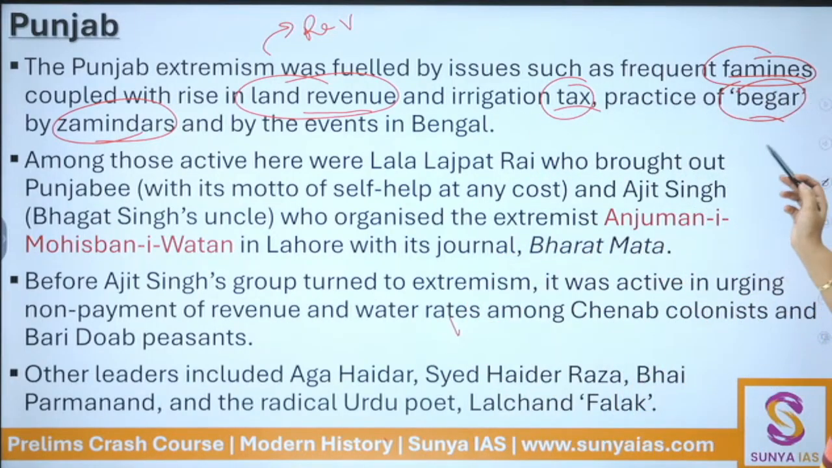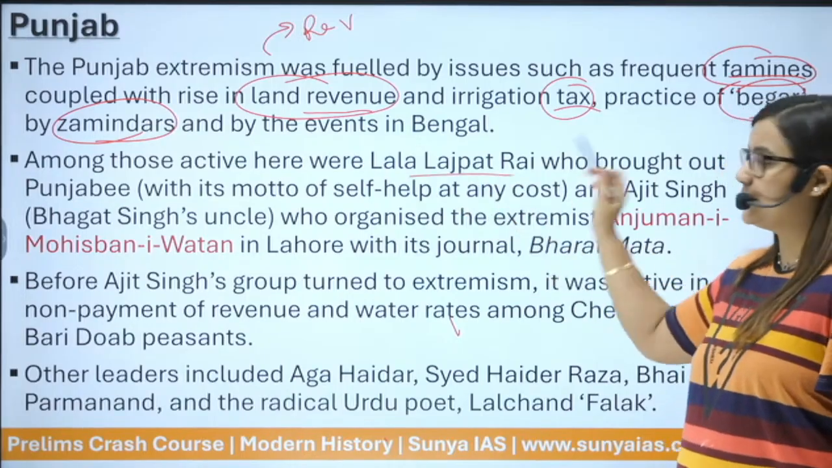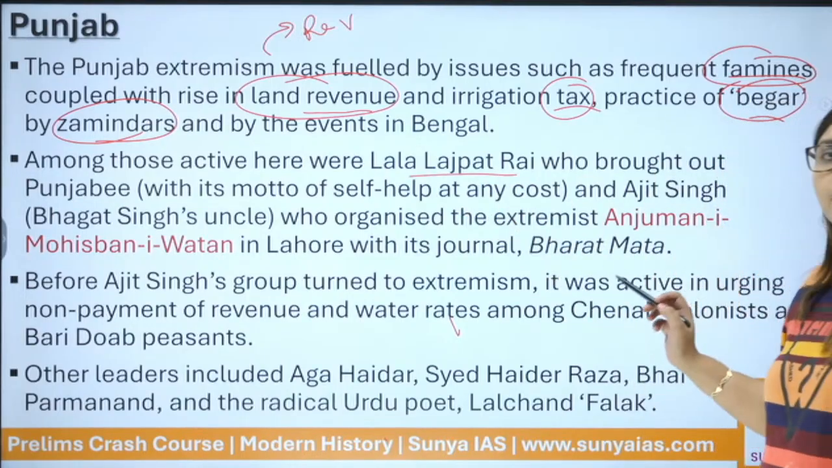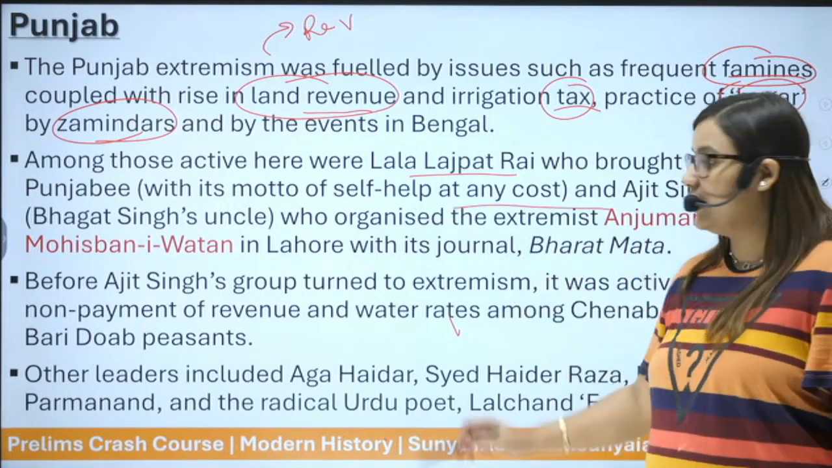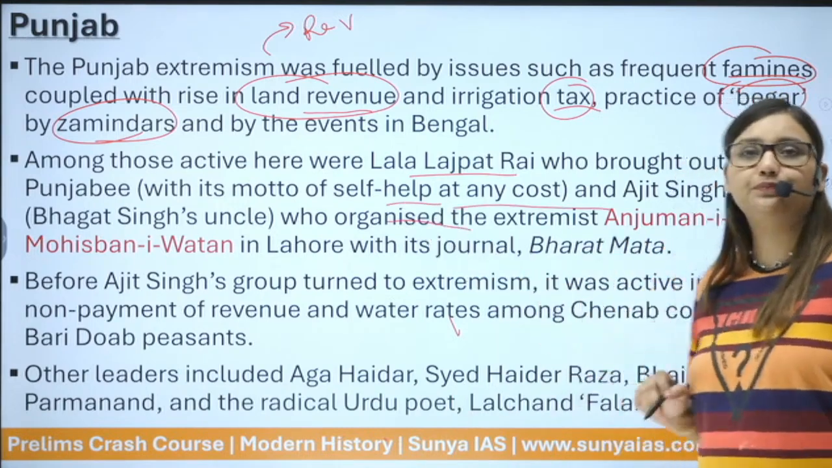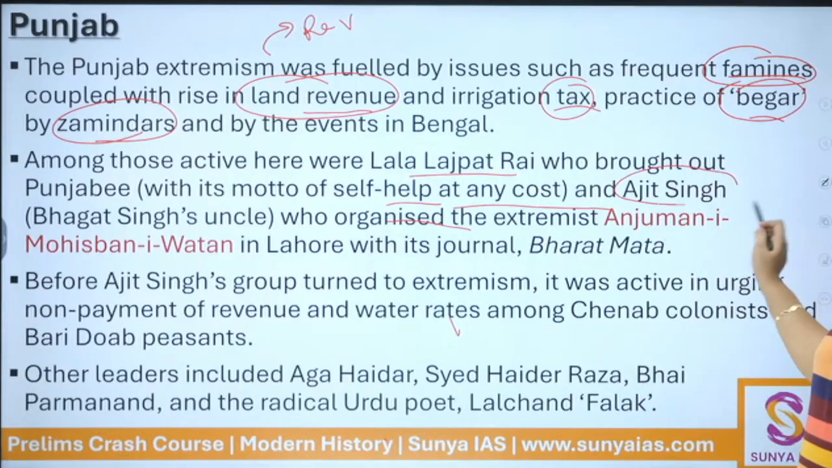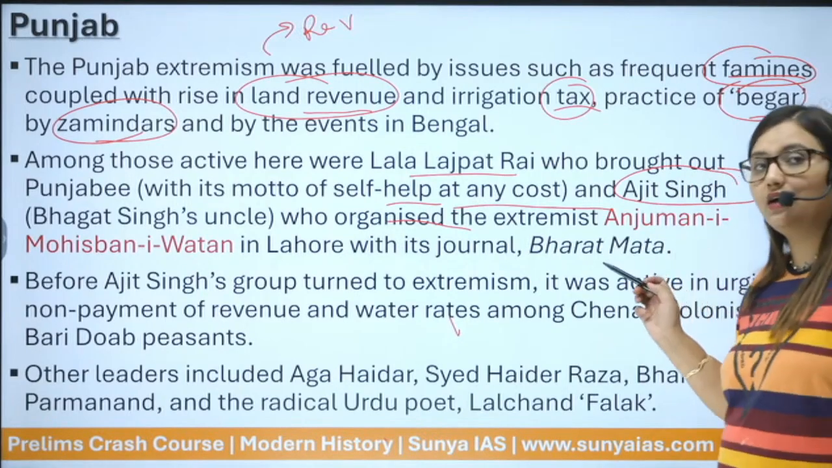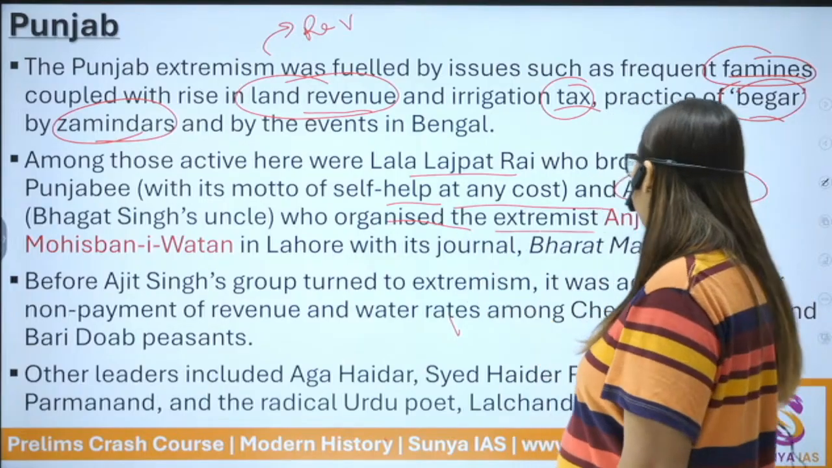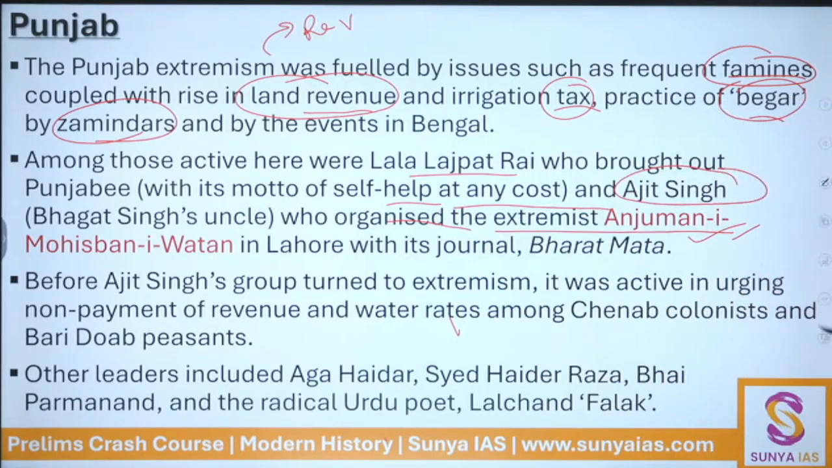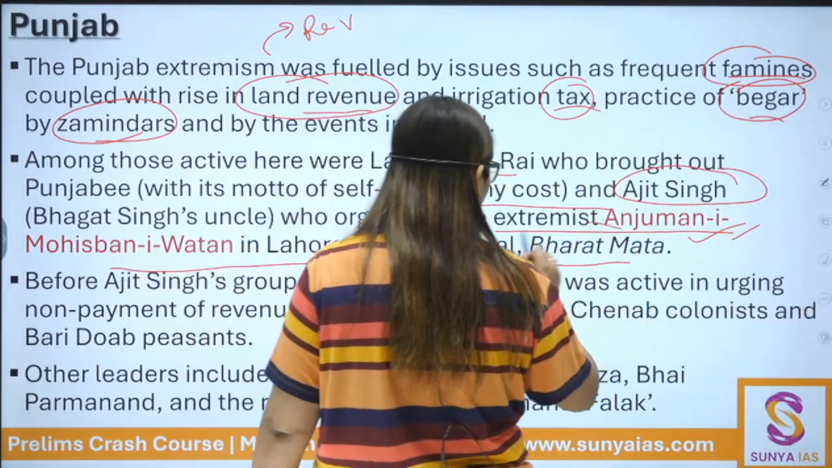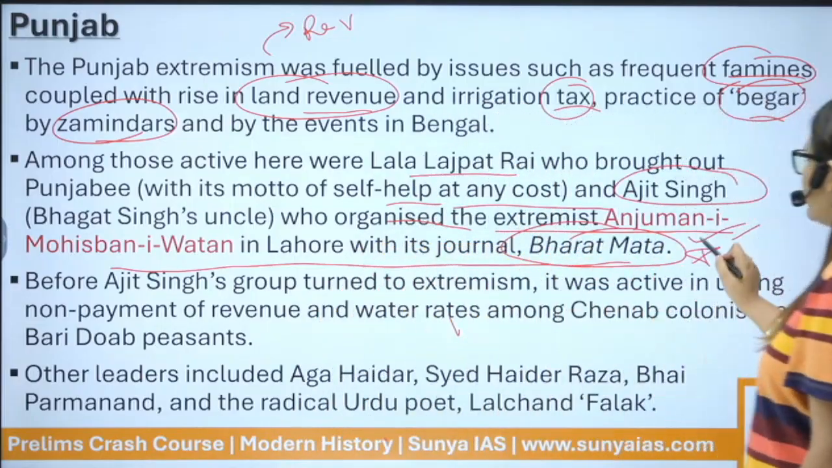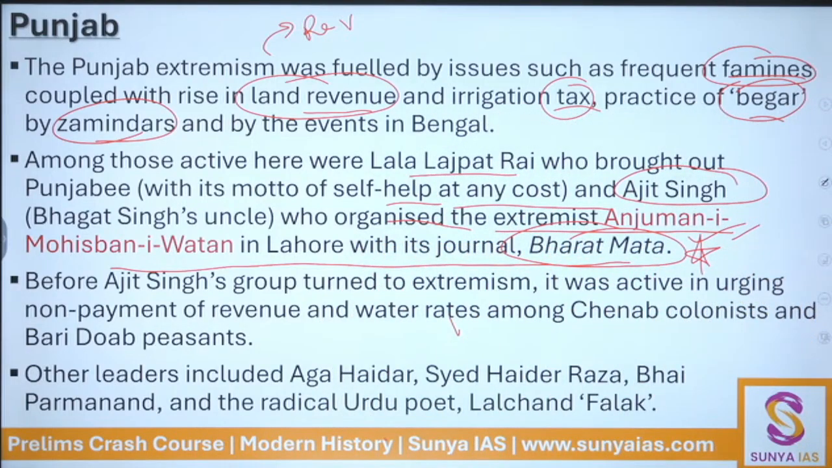Okay, among those active here were Lala Lajpat Rai in Punjab, who brought up Punjabi with the motto of self help at any cost, Atmanirbhar. Ajit Singh was a very, very popular leader. He was the uncle of Bhagat Singh, who organized the extremist Anjuman-e-Mohibban-e-Watan. Please remember the name. And with its journal, Bharat Mata. Okay, this is a very important line for prelims, guys.